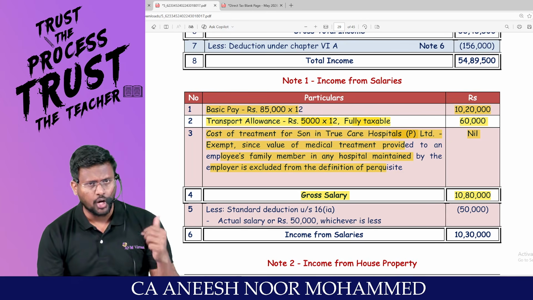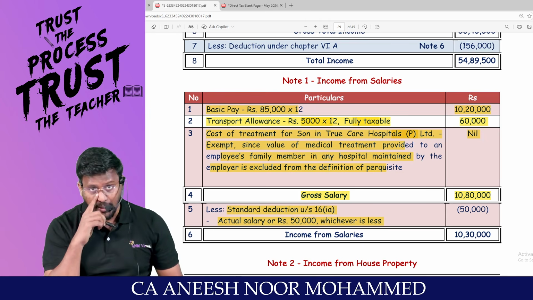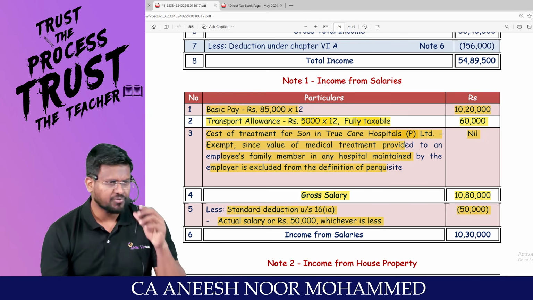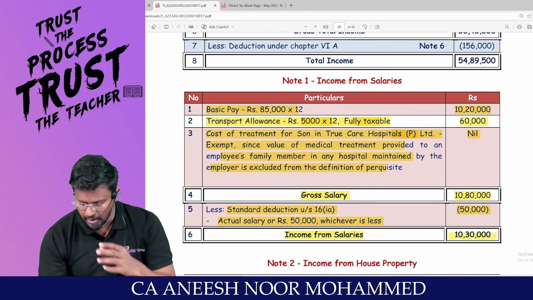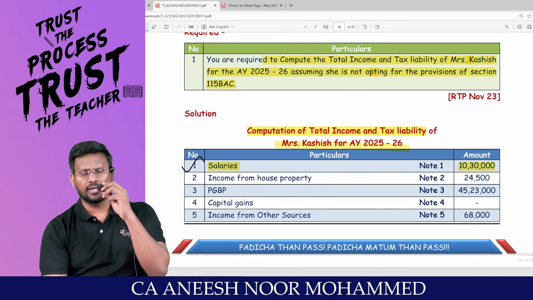Is she going to travel through optional tax regime? So less standard deduction under 16(1)(a), actual salary or 50,000, whichever is lower, sir, 50,000. So the income from salary will be 10 lakh 30,000. I believe that everyone would have, sir, understood what is 10 lakh 30,000.